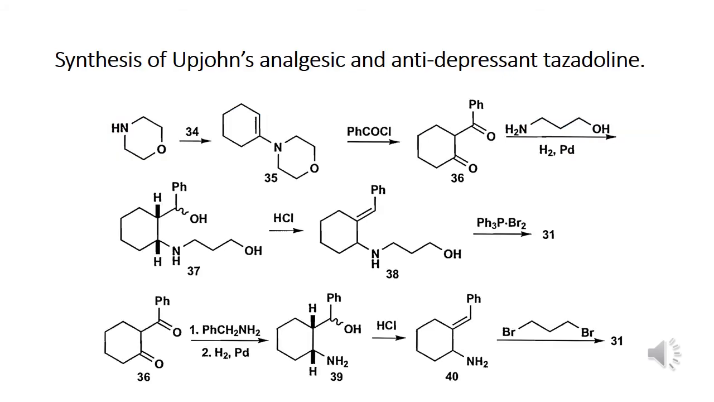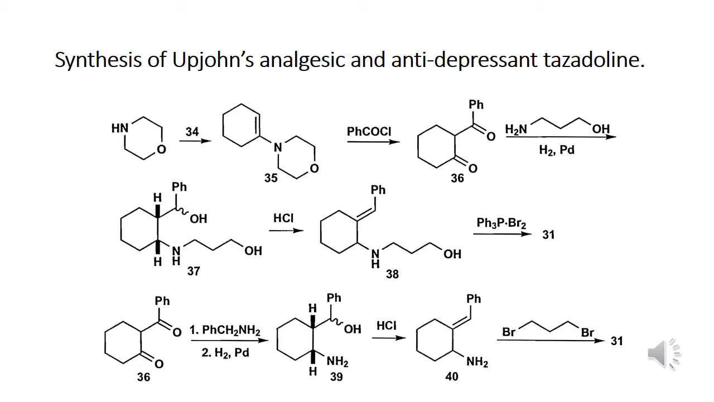Here the strategy we're going to apply for the synthesis of the analgesic and antidepressant tazadolene is a little bit different from the retrosynthetic analysis. Whatever synthetic equivalents we would get, that is benzaldehyde or cyclohexanone, instead of that we are going to use here structure 33. It was better to use the diketone, that is 36, instead of aldehyde or cyclohexanone.